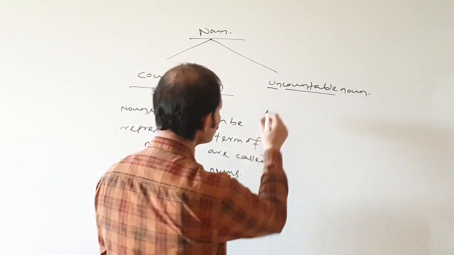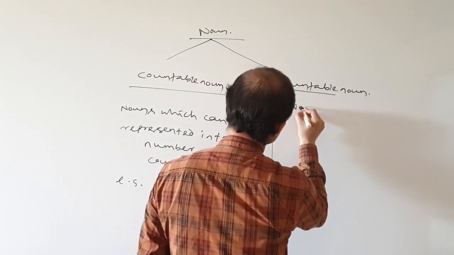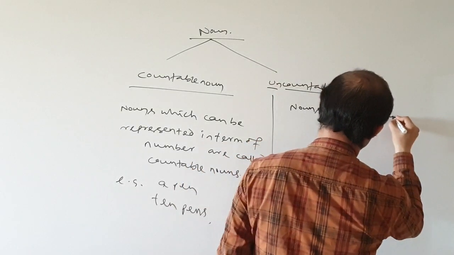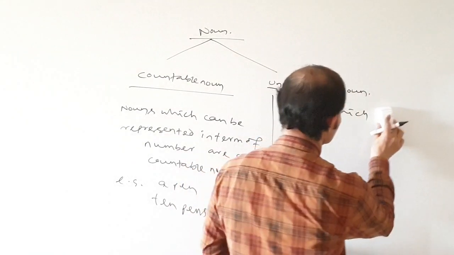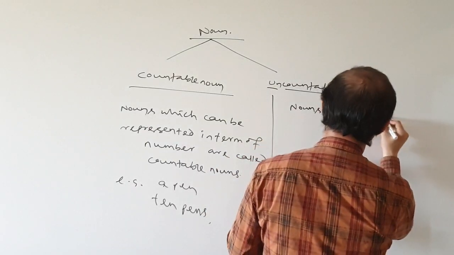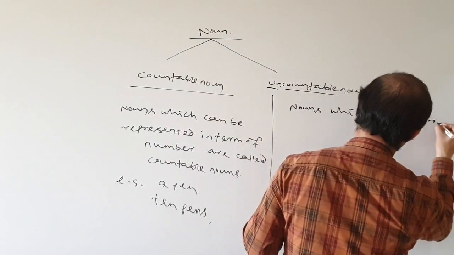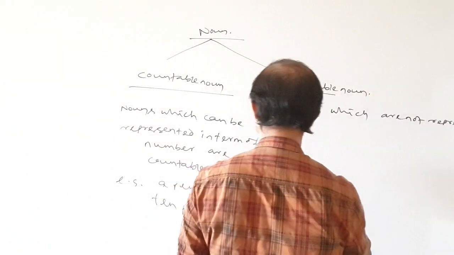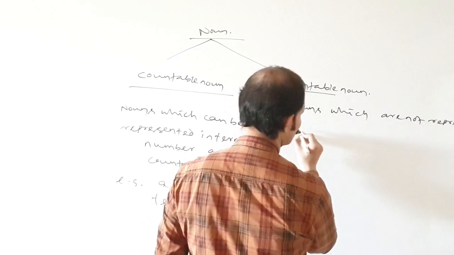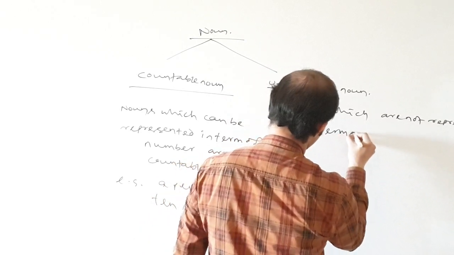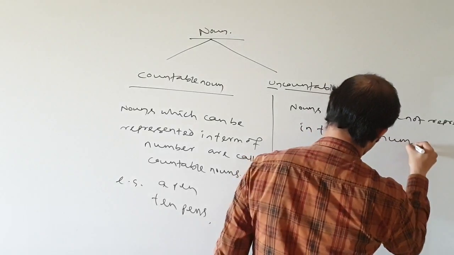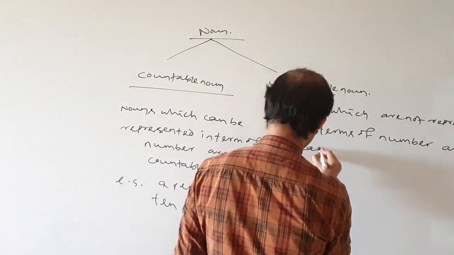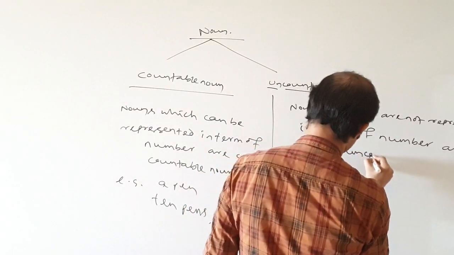And uncountable nouns are nouns which are not represented in terms of number, are called uncountable nouns.